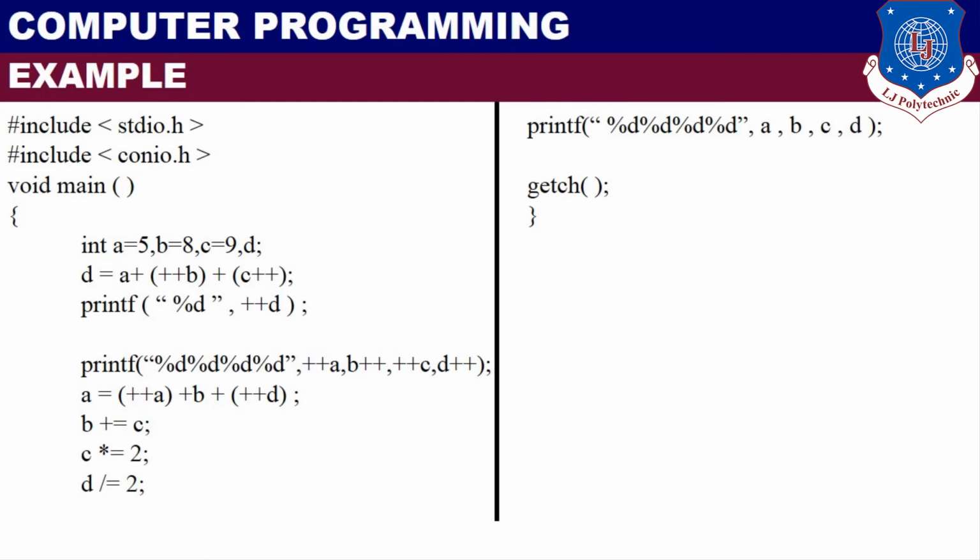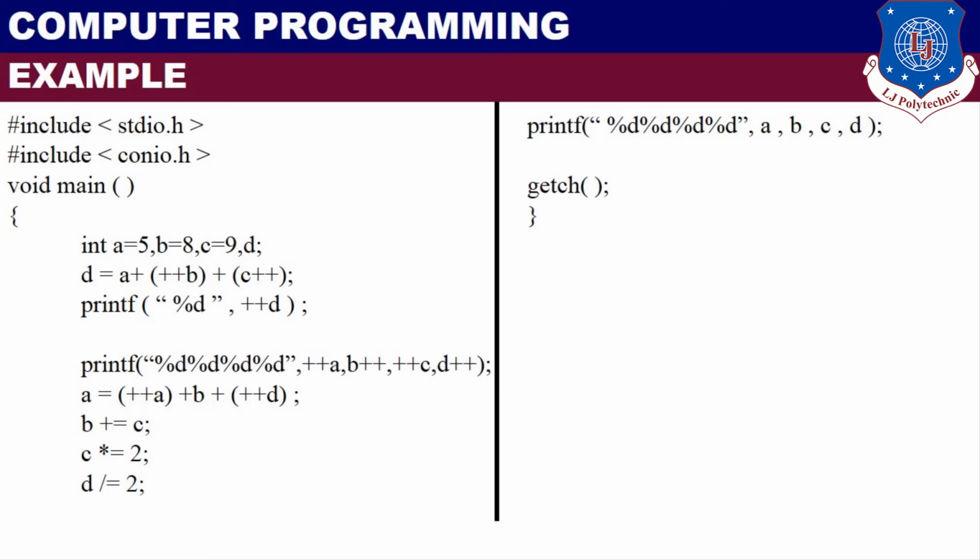Next expression is a = ++a + b + ++d. Now ++a: a was 6, this is the prefix, so 6 will become 7, 7 plus b, the initial value of b is 10, and ++d, the initial value was 25, now it is prefix, so plus 1 means 26. That means 7 plus 10 plus 26, 43 will be stored into a.